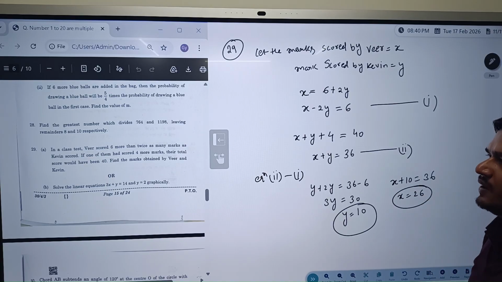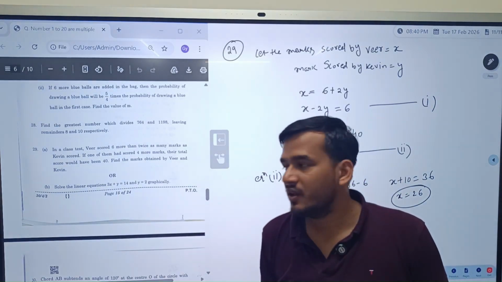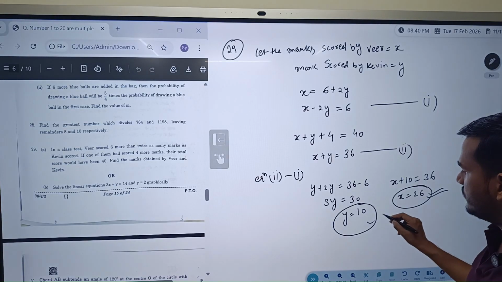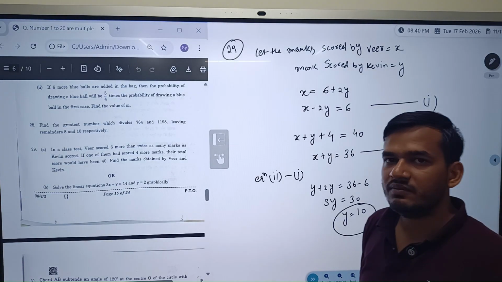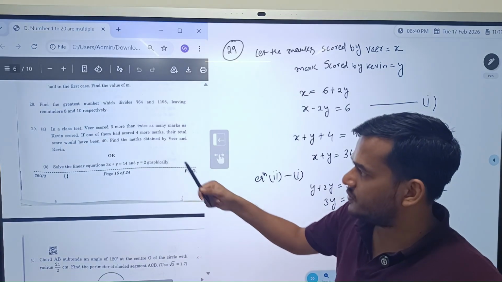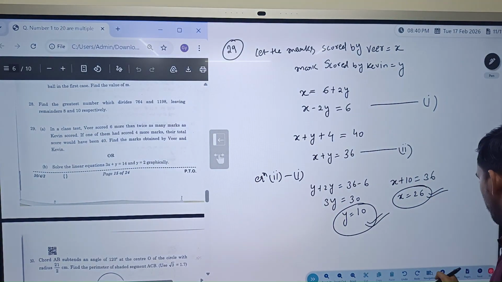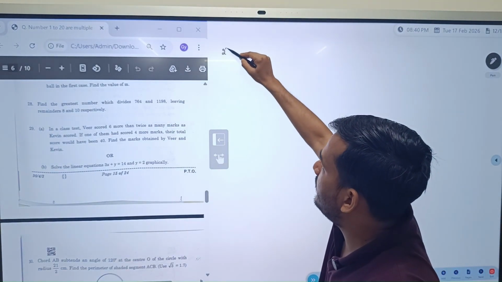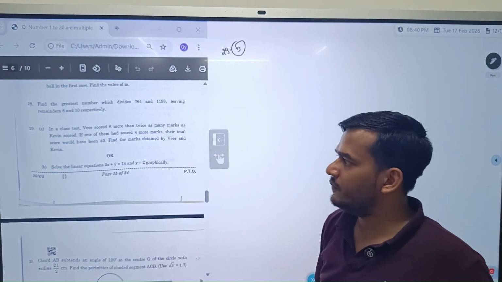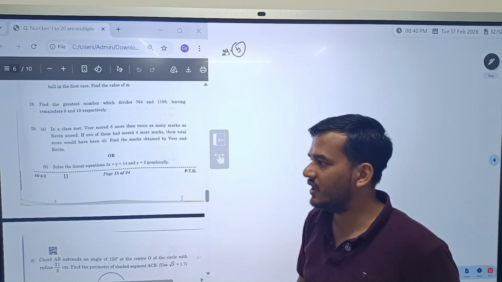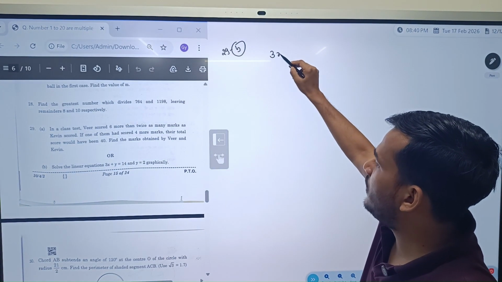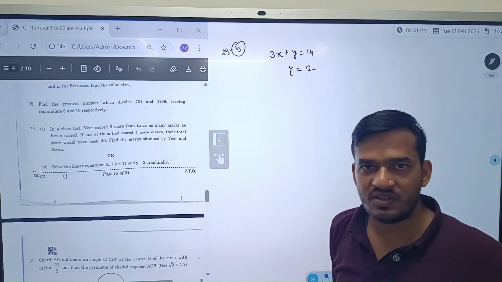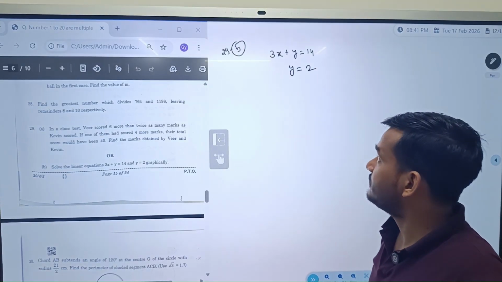26 and 10 are the marks obtained by Veer and Kevin. So Veer scored 26 and Kevin scored 10 marks in the exam. This question has an option again, so we'll do the OR part. In this part 29b, you have to solve the linear equations with the help of the graphical method. So 3x plus y is equal to 14 and y is equal to 2. These are the two equations which you have to solve graphically.